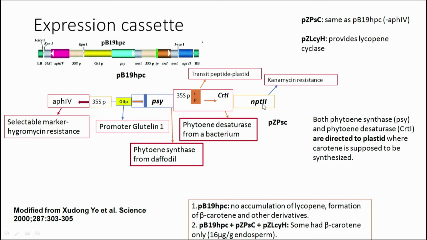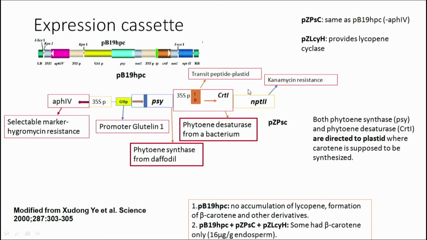Then you see another marker which is called kanamycin resistance, because first you are going to put this expression cassette in a bacterium which is Agrobacterium. How do you select the transformed bacterium? It is by looking at kanamycin resistance. Okay. So, that is what the function is now of this particular expression cassette. So, now we will see what the next steps are.